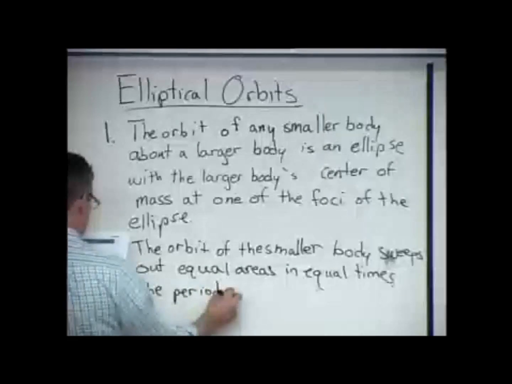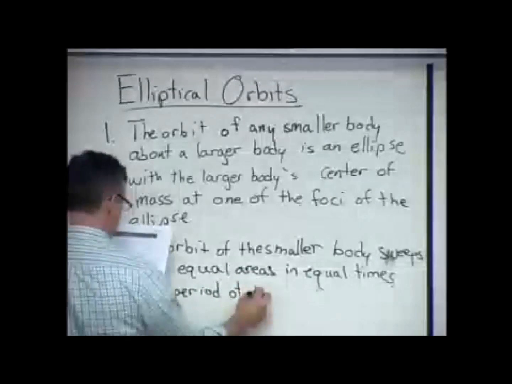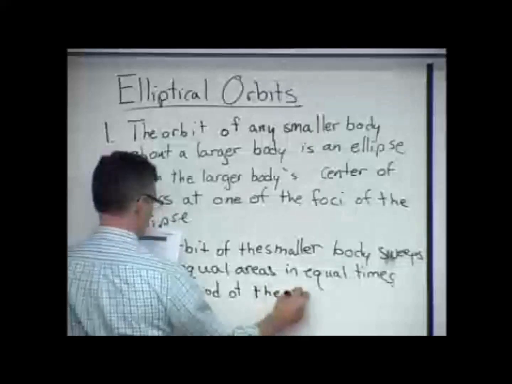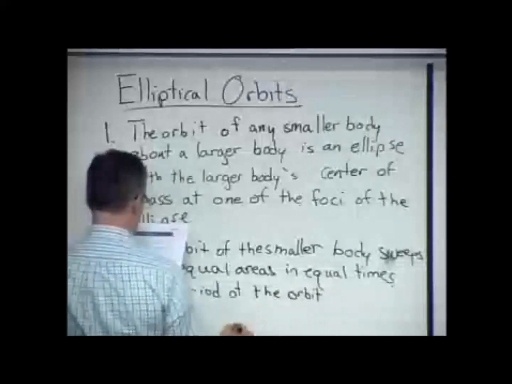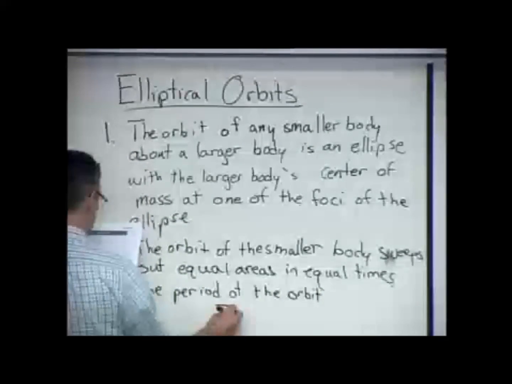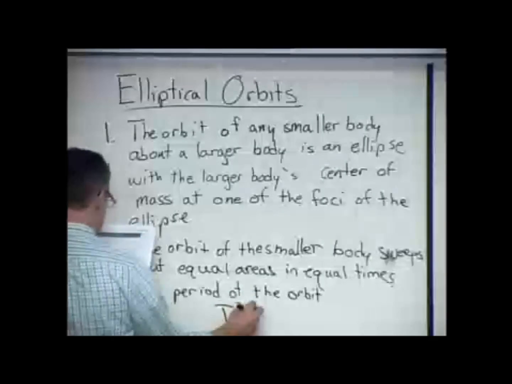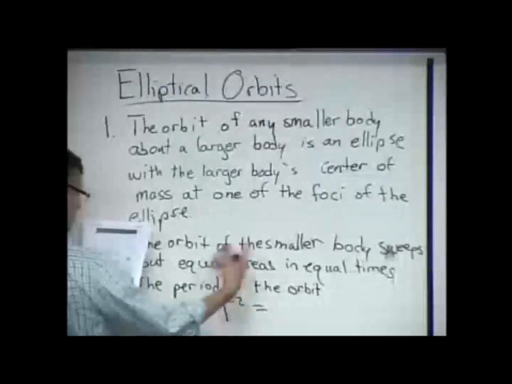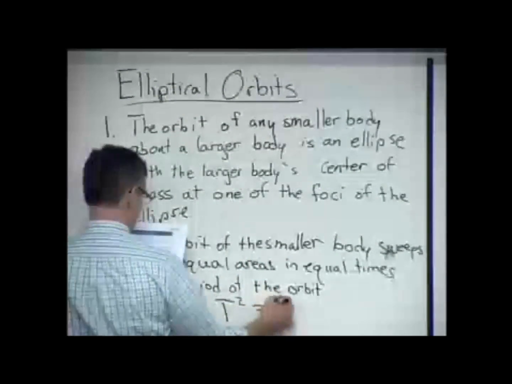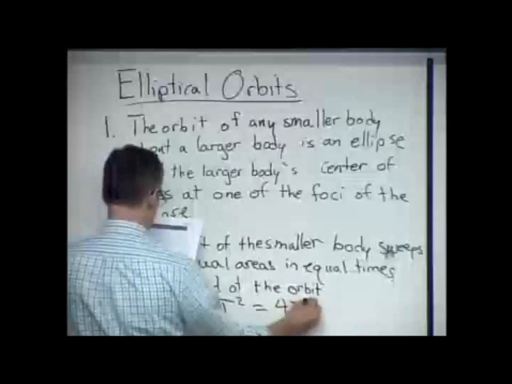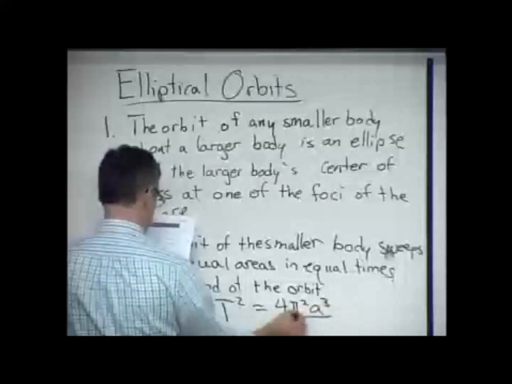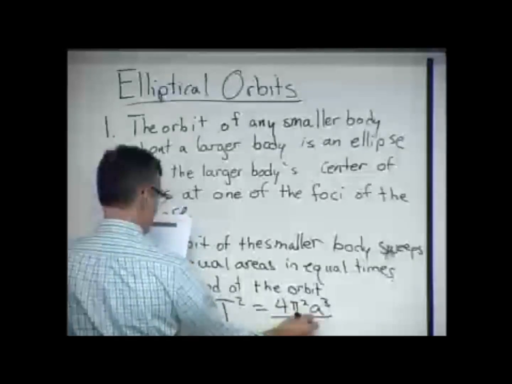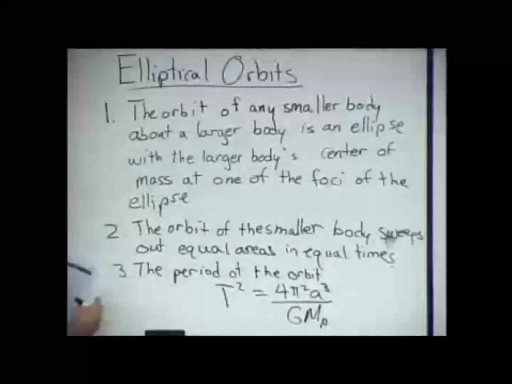the period of the orbit is a function of the semi-major axis of the ellipse and follows this formula. T squared, the same period that we derived for the circular orbit earlier, is actually 4 pi squared a to the 3, I'll explain what a is in a second, divided by Kepler's constant, GM_P.